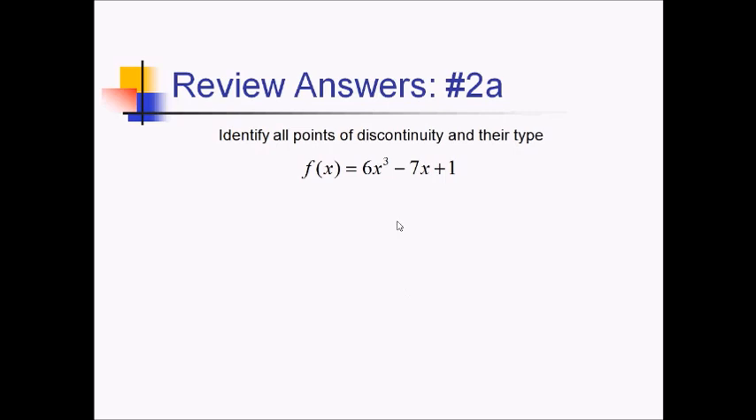For this problem, we're trying to find points and types of discontinuities for this f of x function. Since this is a polynomial, it has no discontinuities, so there are no points of discontinuity.